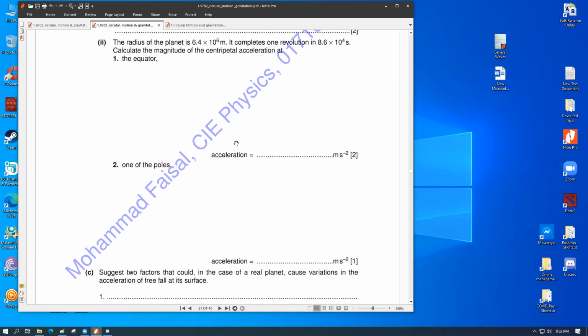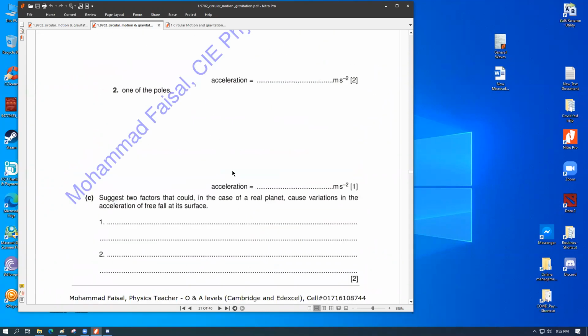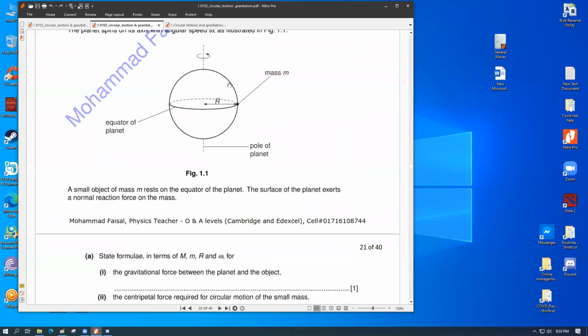Maybe not. Sorry, I was a bit, what is called, tunnel vision. They have only said suggest two factors that could, in the case of a real planet. They didn't say other than something. I was assuming that we have already covered the variation of gravitational acceleration due to location. On the equator you'll require a bigger centripetal force. As you slowly get closer to the pole position, your requirement for centripetal force will become smaller. So your effective G value would become larger.